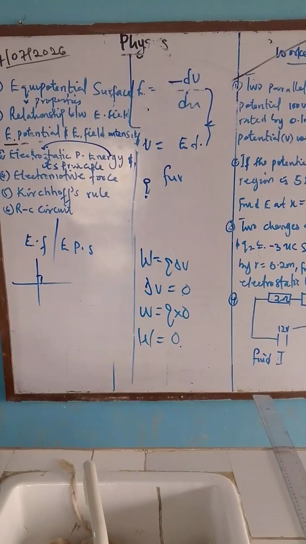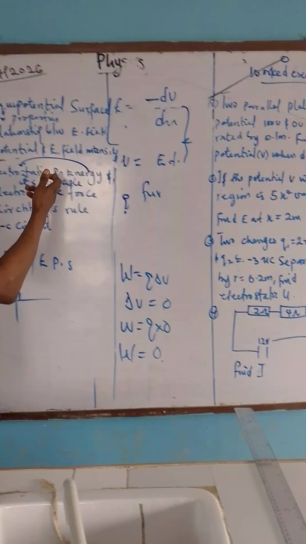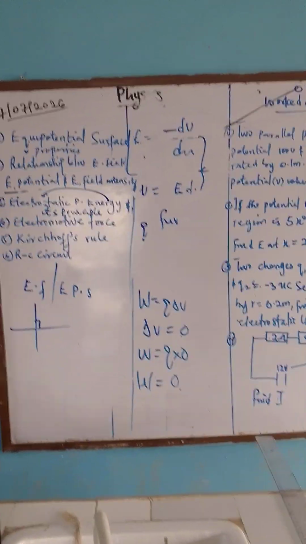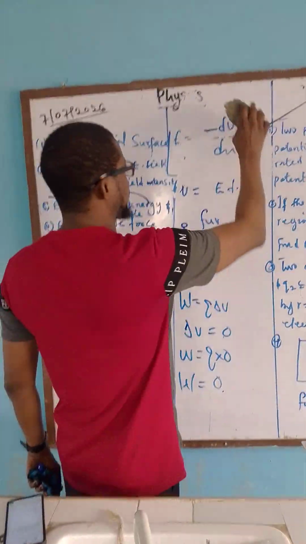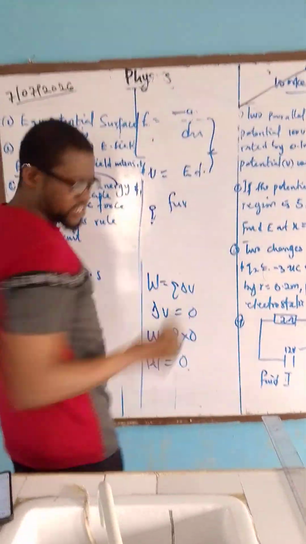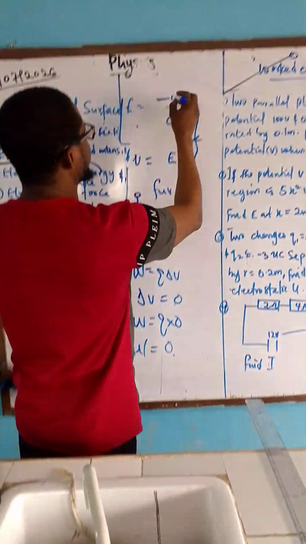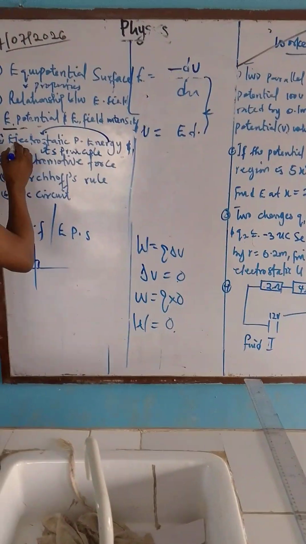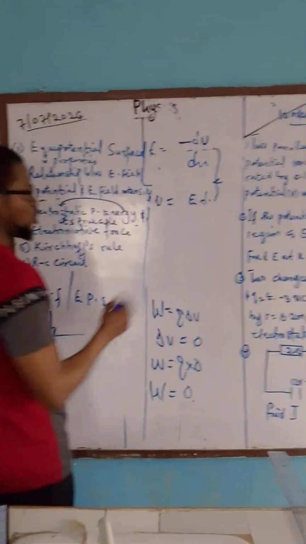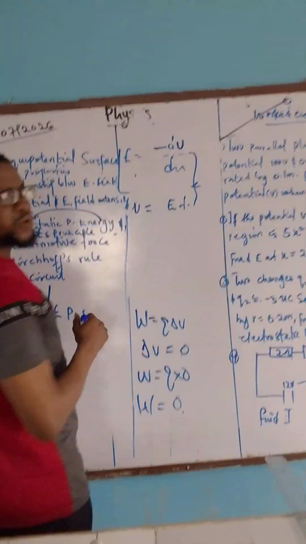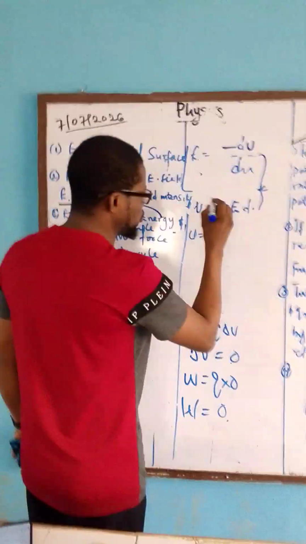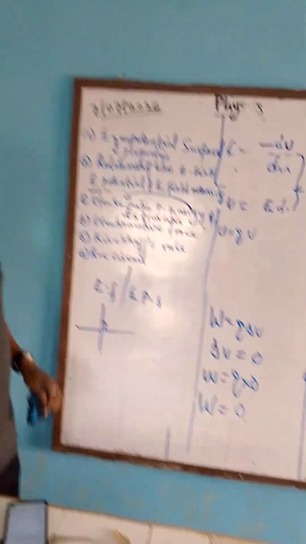Now, electrostatic potential energy, like I said, is the energy a charge acquires by virtue of the position of the charge at rest. I don't want to clean the board because we are still going to make use of all this. Okay? So here we can look at the formula for electrostatic potential energy. The symbol is U, and the formula is QV.